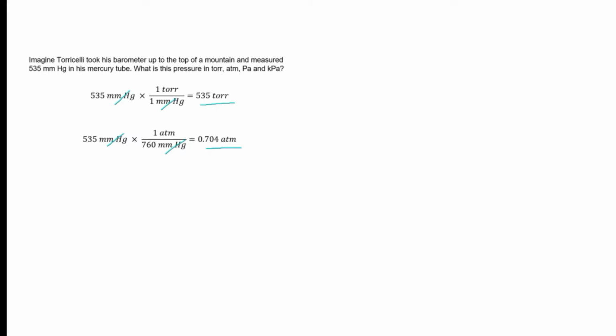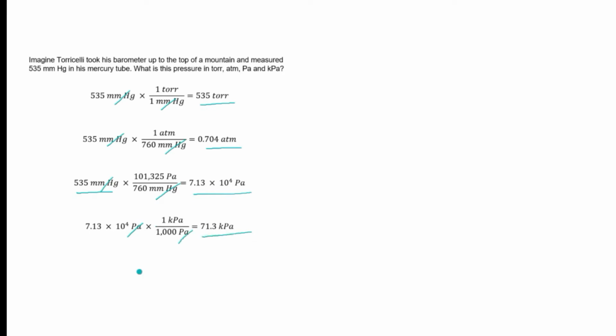Next, let's convert to Pascal. The conversion factor for Pascal is there are 101,325 Pascal in 760 millimeters of mercury. So here's our 535. Our millimeters of mercury cancel, and we get 7.13 times 10 to the 4th Pascal. For our final one, converting Pascal to kilopascal, we just need to divide by 1,000. So here is Pascal converted into kilopascal. That is 71.3 kilopascal.